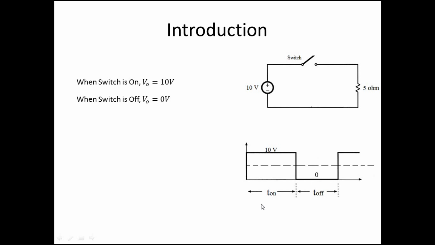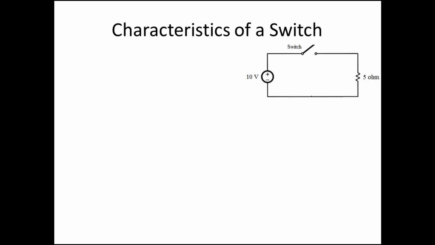So we told that we are using a switch. Then we can first go through the characteristics of an ideal switch. Suppose a switch is in off condition. So when a switch is off, this will be the equivalent circuit. It will be an open circuit. So there will be no current through the circuit. So obviously the current through the switch will be 0.